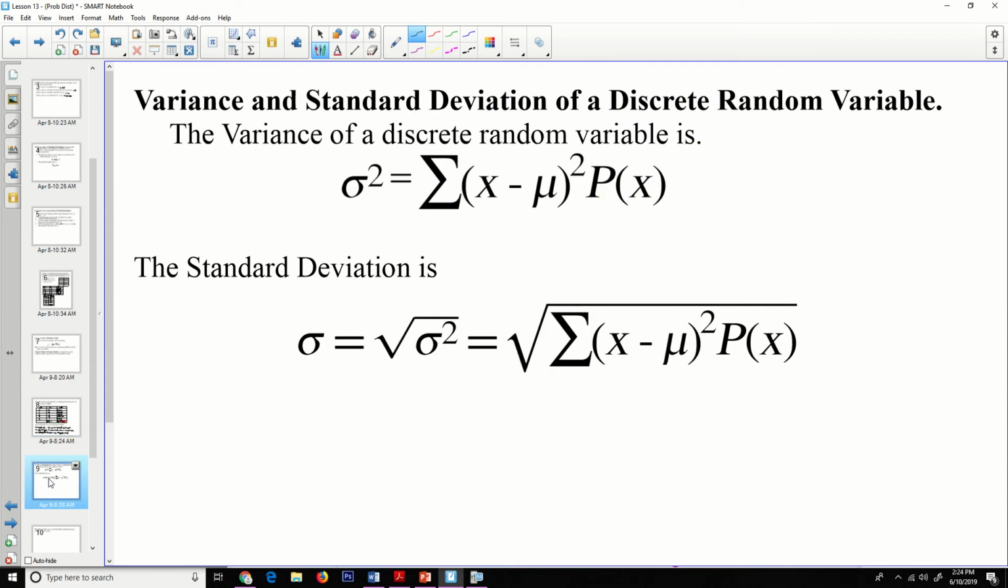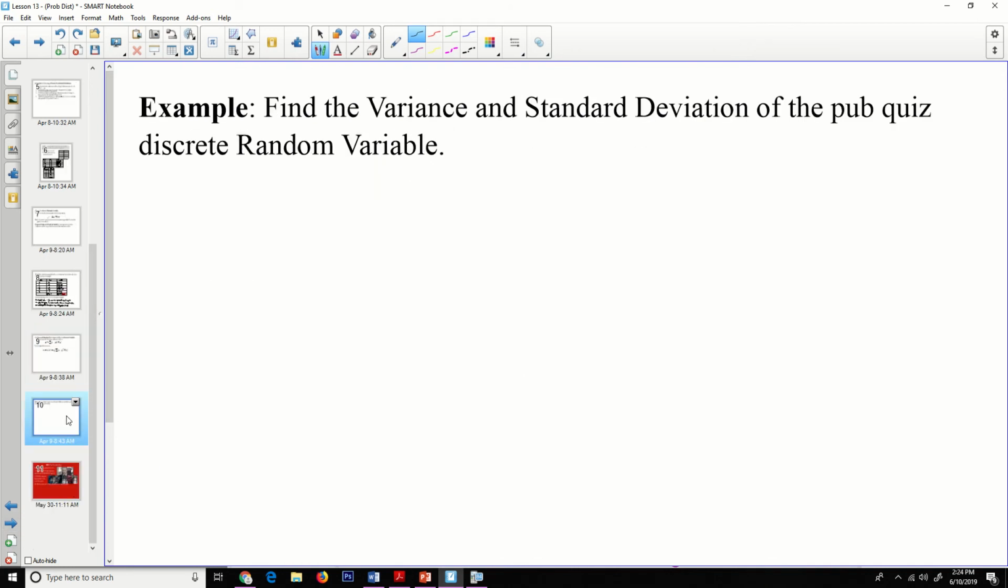Okay, so the variance and standard deviation of a discrete random variable. The variance of a discrete random variable is going to be the sum of the deviations squared times the probability. And just like in previous instances, the standard deviation is just going to be the square root of the variance. So this is a little bit different. And so as our last example, we want to find the variance and the standard deviation of the pub quiz example.